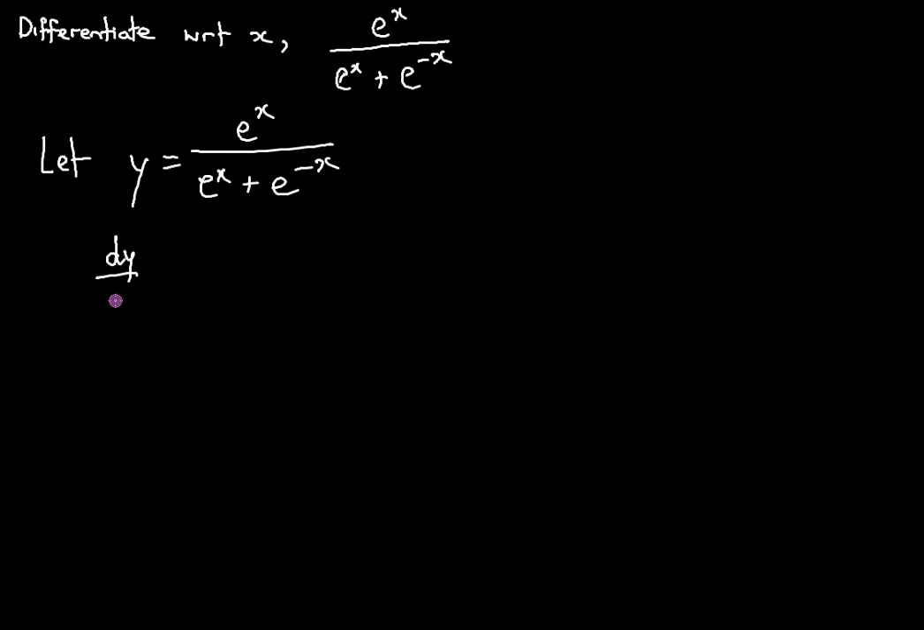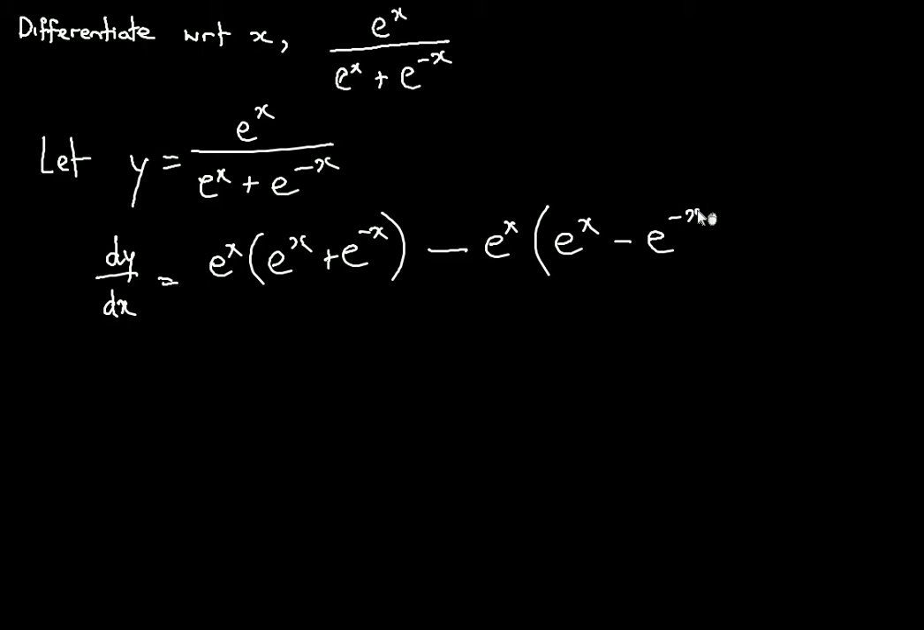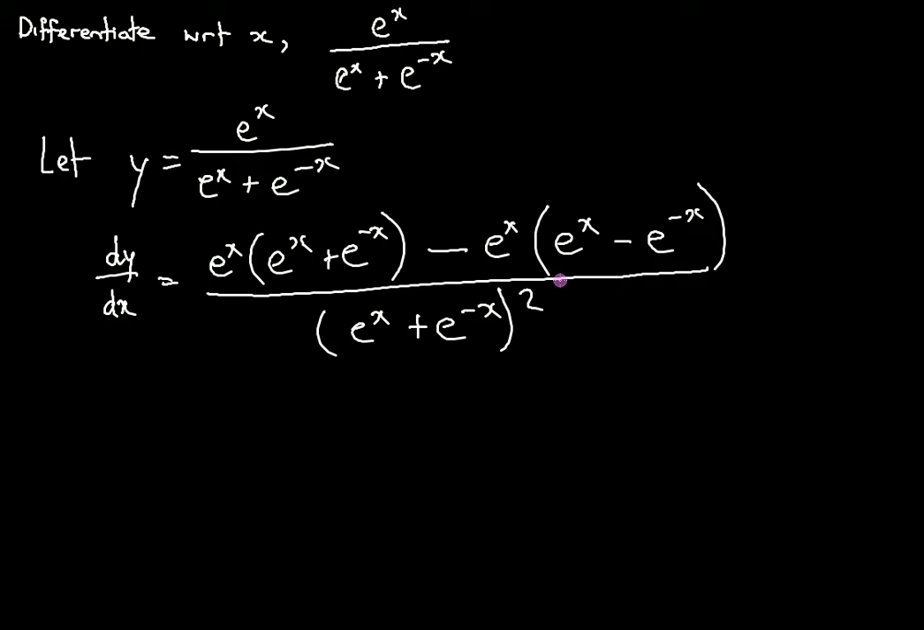So this is actually dy by dx is equal to quotient rule. Differentiate this one, we get e to the x, multiply it by this one, e to the x plus e to the minus x, minus, hold the numerator constant, differentiate the denominator, e to the x, differentiate this, we'd get minus e to the minus x. All of this over e to the x plus e to the minus x squared.